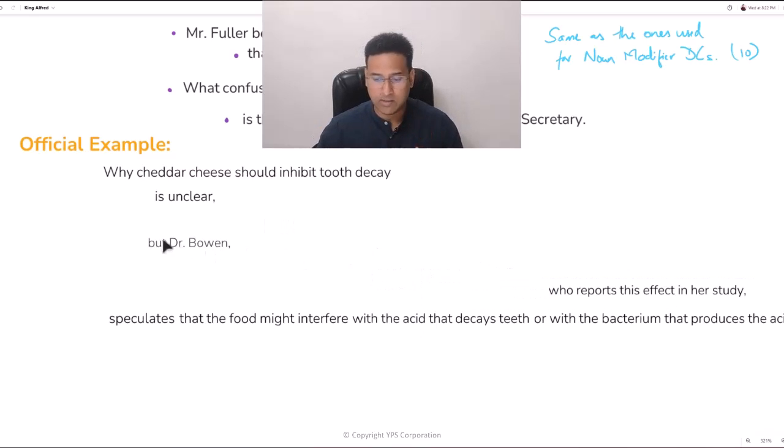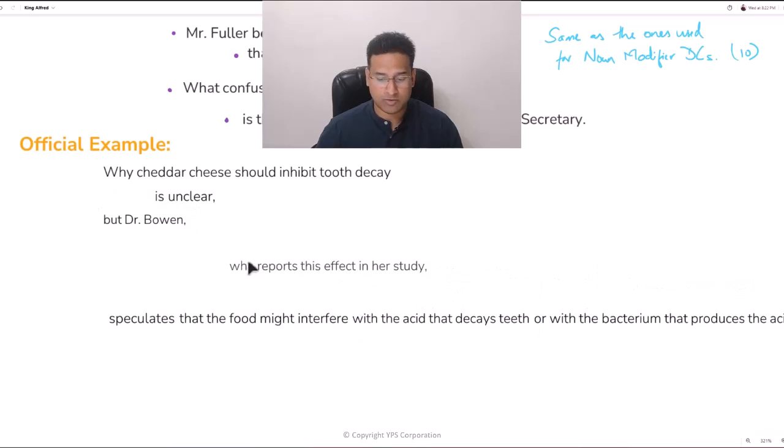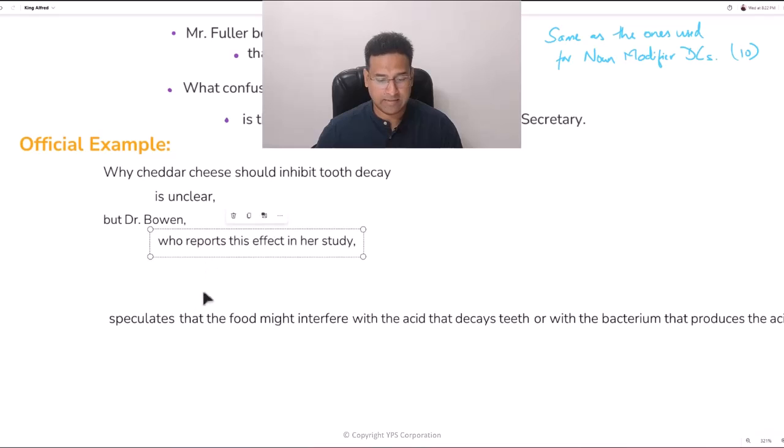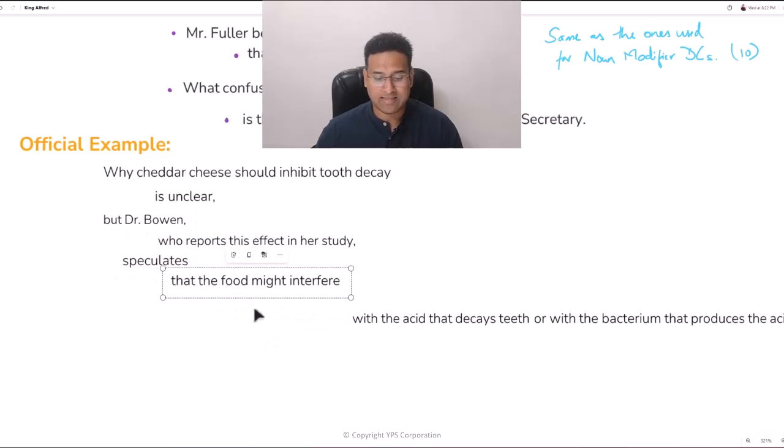Okay, but comma plus fanboys, Dr. Bowen, and then we have another clause here, who reports this effect in her study, speculates. So we have the verb here for Dr. Bowen. What does she speculate? She speculates that the food might interfere with the acid.